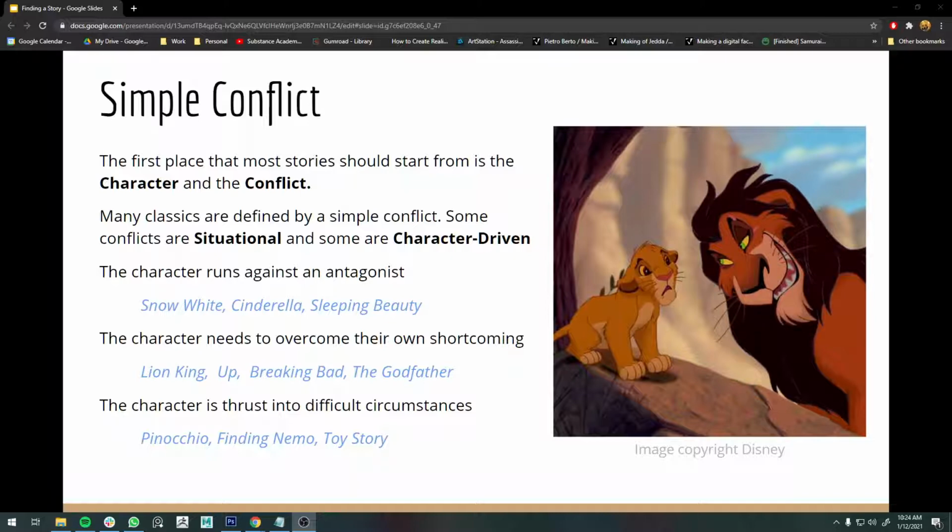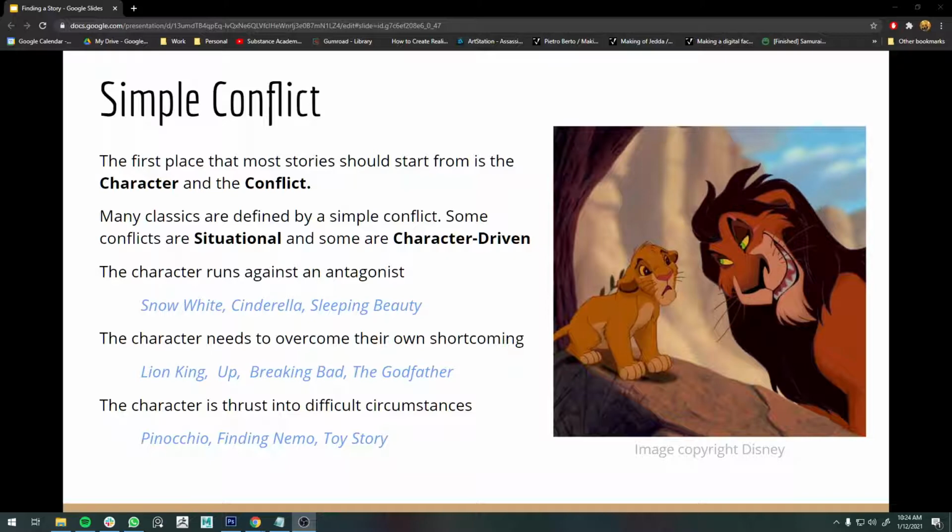And then another type that we can look at is a character being thrust into difficult circumstances. So this would be another example of situational, right? Where a character is being pushed by the world through the story. So Pinocchio and Forrest Gump would be another great example of a character who's kind of going through a journey from one event to the other, and events outside of their control are kind of moving them to the next plot point or the next stage.